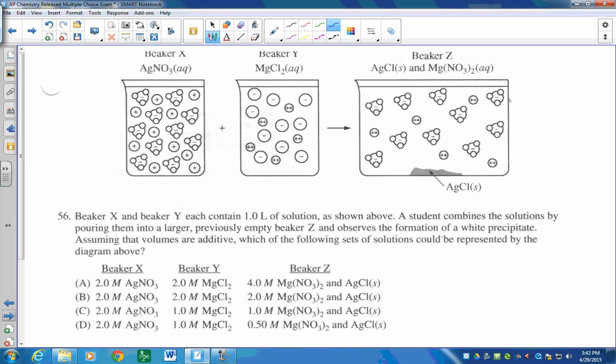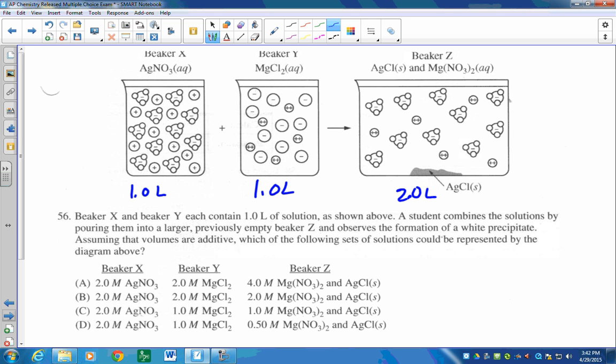I'm thinking if we would have done this test after this, okay, in my opinion, this is one of the toughest ones on the whole test. And here's the deal. Beaker X and beaker Y each contain 1 liter of solution shown above. So you have 1 liter of this and 1 liter of this. And then obviously when you put them together, you're going to get 2 liters. A student combines the solutions by pouring them into a larger previously empty beaker D and observes the formation of a white precipitate. Assuming that the volumes are additive, which of the following sets of solutions could be represented by the diagram?